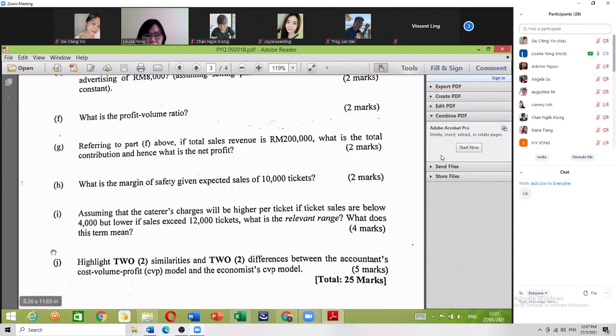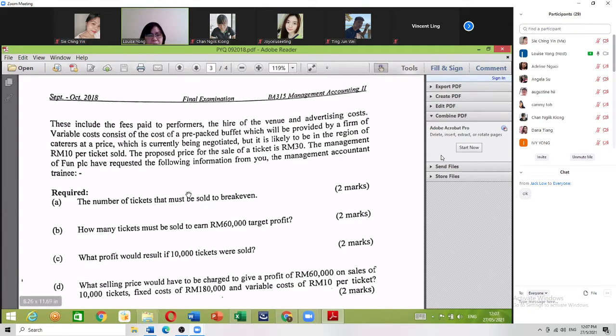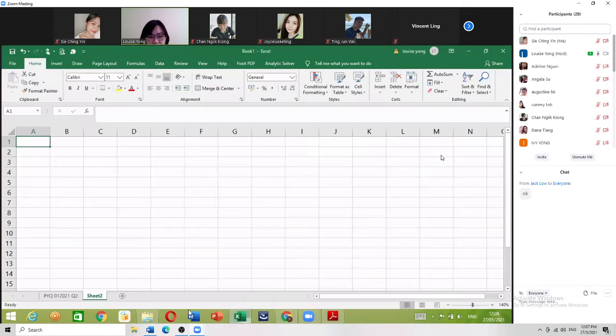So based on the following information, the management asks you these requirements, A to J. The first one: the number of tickets that must be sold to break even. How many must you sell to start breaking even? Same as before, use your break-even formula. Okay, so this is question 3, number 1. What is your break even?